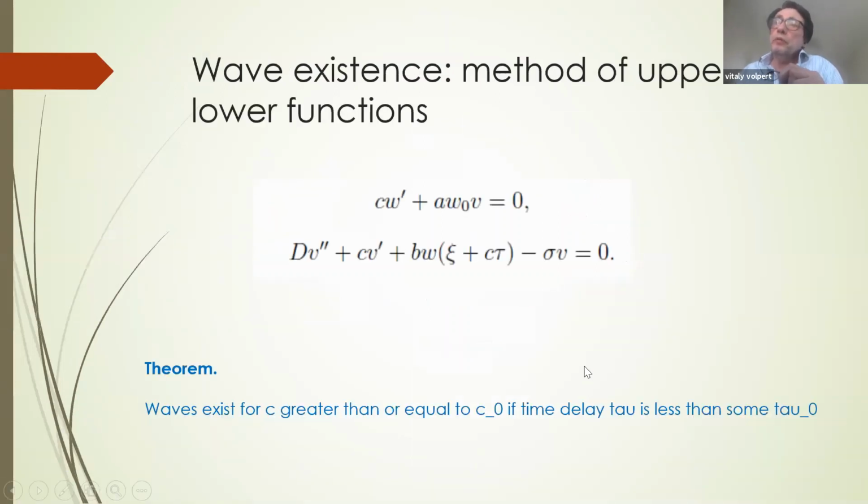Not only in numerical simulations, but we can also prove that for this delay reaction diffusion system of equations, the waves exist for all speeds greater than or equal to this minimal speed. Well, it becomes a little bit more complex because of the time delay, and in fact, the theorem is formulated with some restriction on this time delay tau, that it shouldn't be too large.